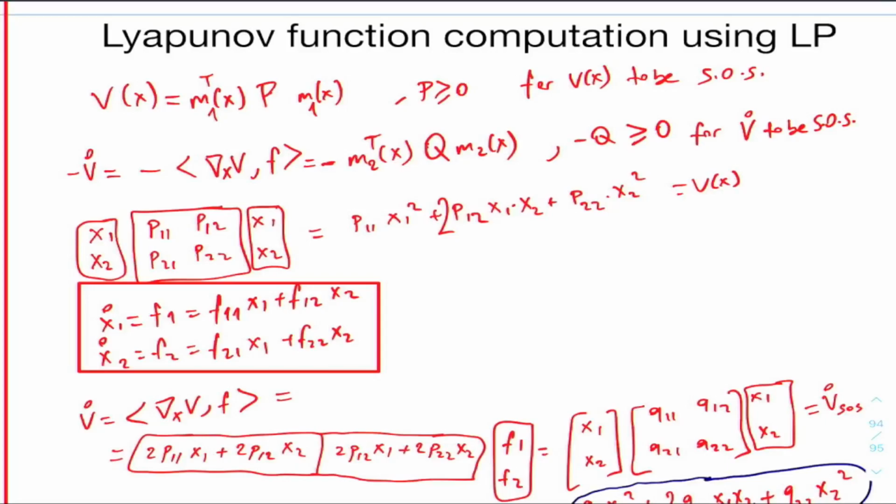Hello everybody, today I'm gonna talk about Lyapunov function computation using LP, which means linear programming. But before that, let me expand on the SDP subject that I covered in the previous video. And for that, I'm going to first explain step by step how you would parameterize the Lyapunov function. This is the first thing that I'm going to cover right here. This is the Lyapunov function.